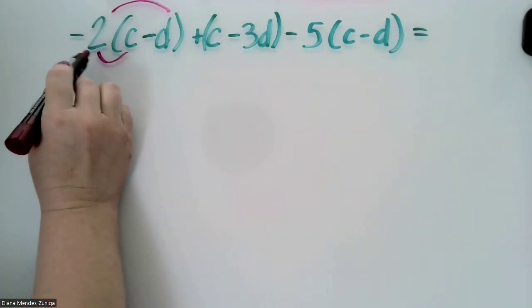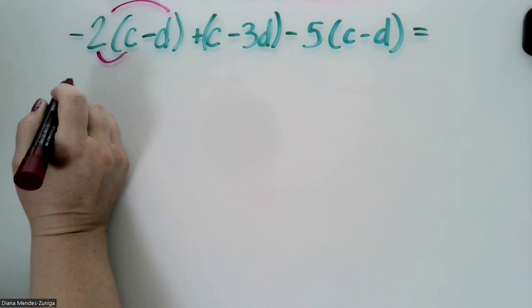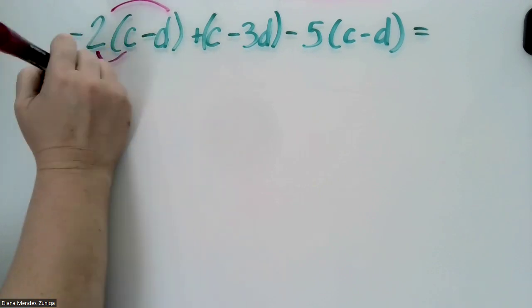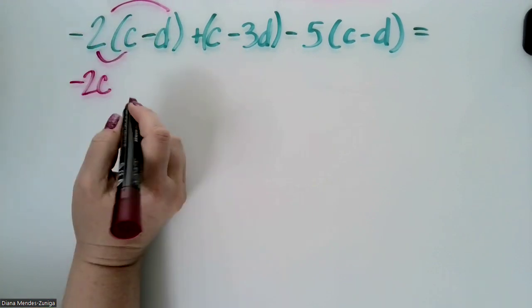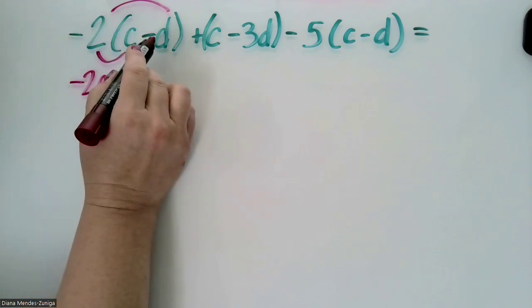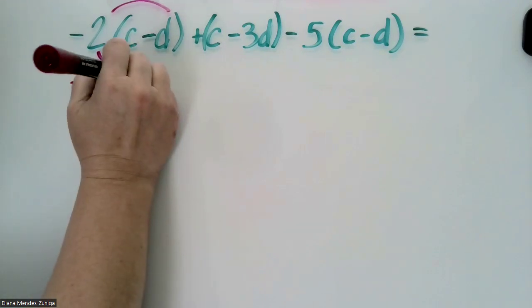Okay, so let's go ahead and start with our first step, which is always to distribute. So this one we will distribute because we have this -2 over here. So -2 times c would give us a -2c. A -2 times a -d would give us a +2d.